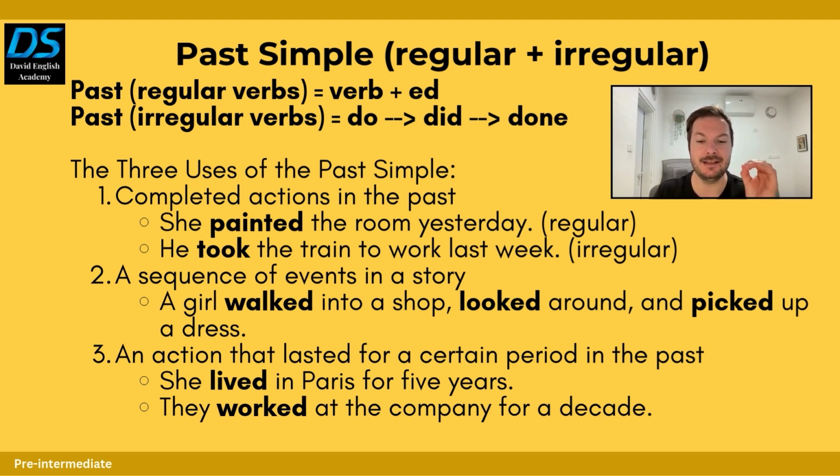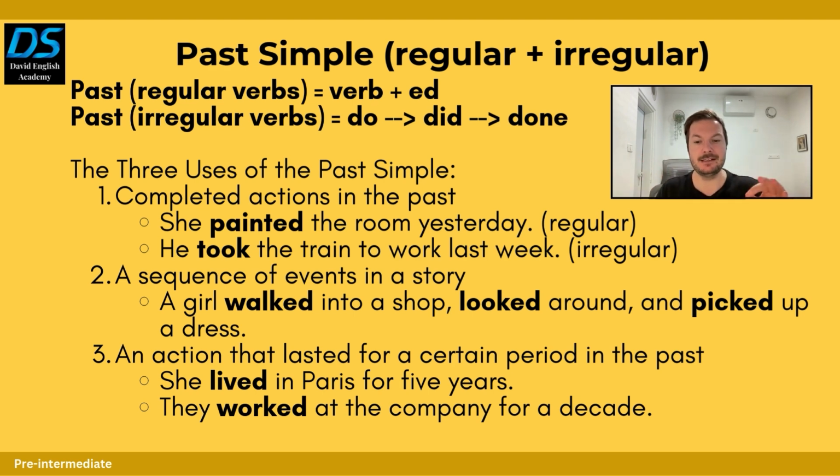Number 3. It's an action that lasted for a certain period of time in the past. For example, me, I lived in the United States for 21 years. She lived in Paris for 5 years. They worked at the company for a decade. Yes, she lived in Paris for 5 years, but not anymore.